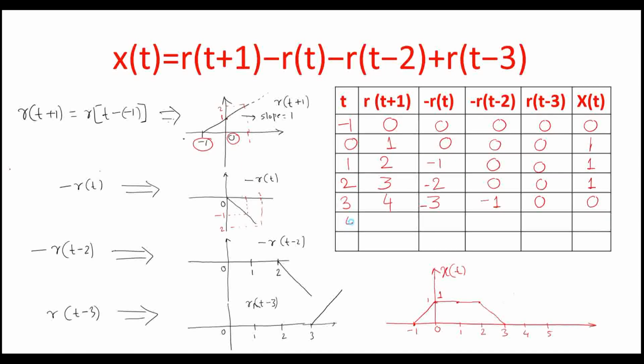Now here at t equal to 4, its amplitude is 5. Here its amplitude is minus 4. Its amplitude is, it is minus 2. And here at t equal to 4, its magnitude will be 1, that is minus 4, minus 2, minus 6, plus 1, minus 5. 5 minus 5 will be 0, that is at t equal to 4 it will be 0. Similarly, this will be continued till infinity.